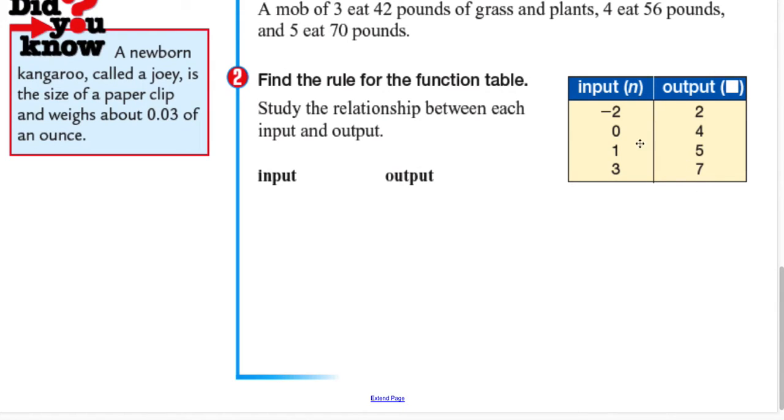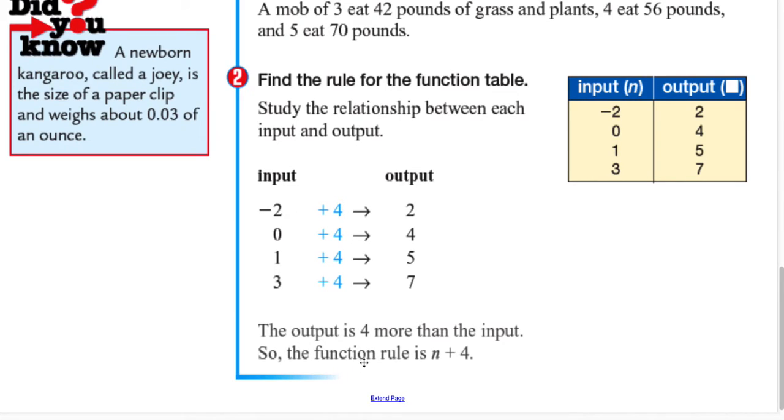To be able to find out the relationship, we have negative 2 plus 4 will give us 2, 0 plus 4 will give us 4, 1 plus 4 will give us 5, and 3 plus 4 will give us 7. So if you notice, you're always adding 4 to n, so therefore the output is 4 more than the input. The function rule is n plus 4.